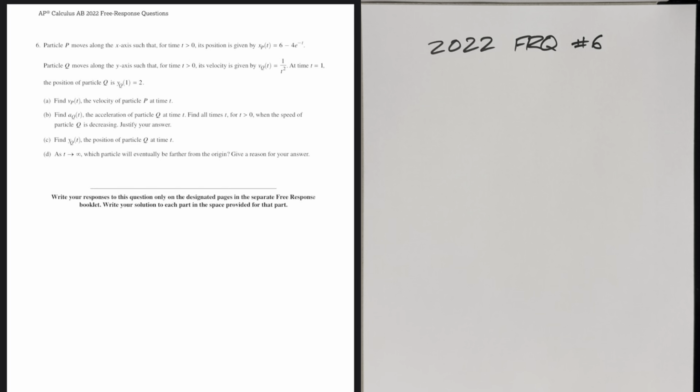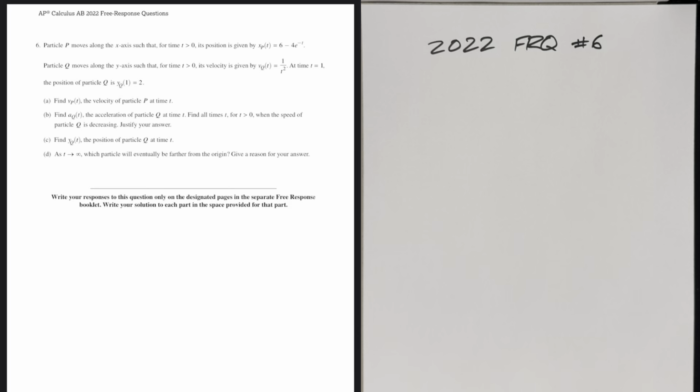So let's read it together. It says particle P moves along the x-axis such that for time t is greater than 0, its position is given by x_P of t equals 6 minus 4 times e to the negative t. Particle Q moves along the y-axis so that for time t is greater than 0, its velocity is given by v_Q of t equals 1 over t squared. At time t equals 1, the position of particle Q is y_Q of 1 equals 2.